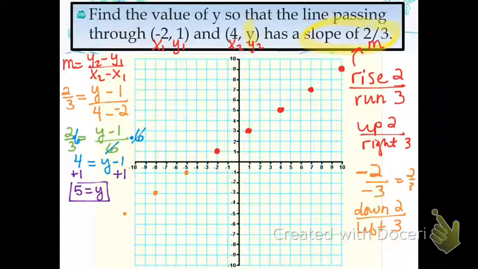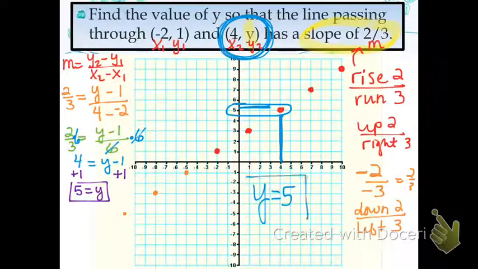So finally here, we're trying to figure out what point would be 4 comma something. So we're going to the 4 on the x-axis and figuring out where it would be on the y-axis, and we can see that that would be a 5. So another way to solve this problem graphically would look like that.